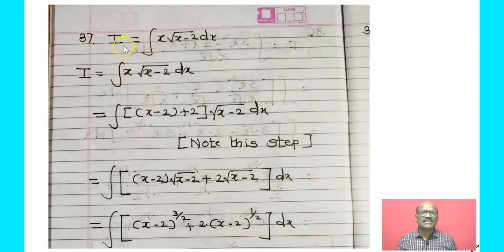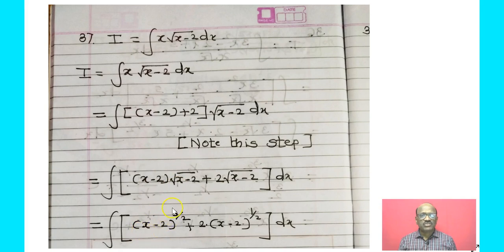Problem 37, that is I is equal to the integral of x into root of x minus 2 dx. This is a different type of problem, where an algebraic adjustment is needed. Now this x can be written as x minus 2 plus 1 in brackets, into root of x minus 2 dx. Note this step I have written here. Now multiply: x minus 2 into root of x minus 2, plus 1 into root of x minus 2, where x minus 2 raised to 1 and this is 1 upon 2.